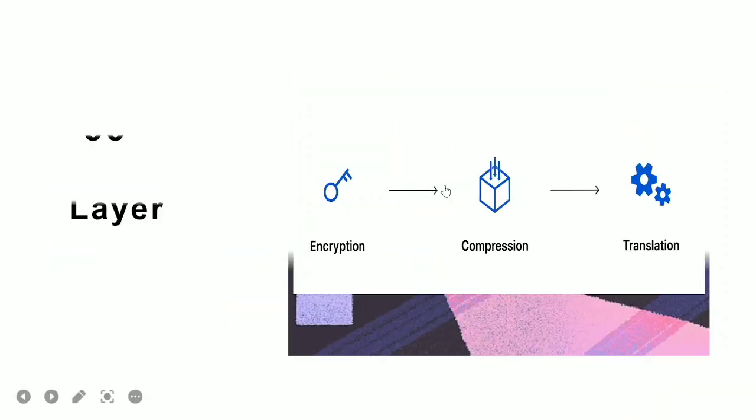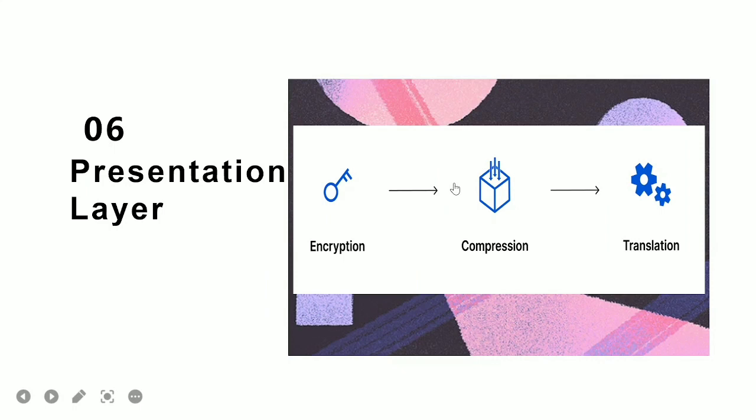Layer 6, the presentation layer. This layer is largely responsible for preparing data so that it may be used by the application layer. In other words, Layer 6 makes the data presentable for applications to consume. Data translation, encryption, and compression are the responsibility of the presentation layer.